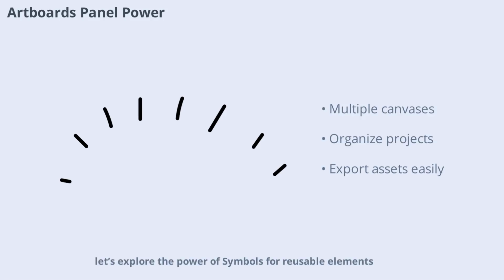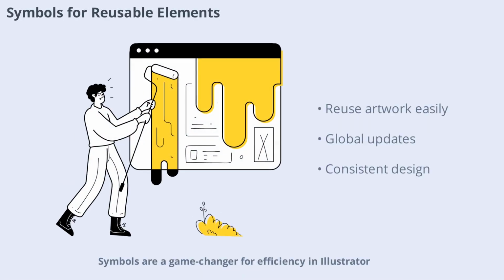Next, let's explore the power of symbols for reusable elements. Symbols are a game changer for efficiency in Illustrator. By converting artwork into a symbol, you can reuse it throughout your project. Any changes made to the symbol update all instances automatically, ensuring consistency.